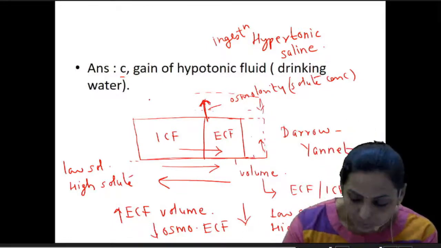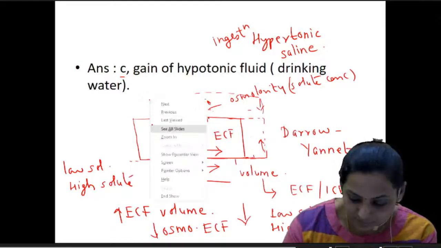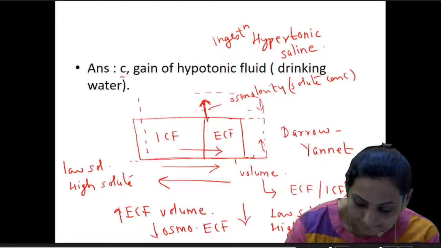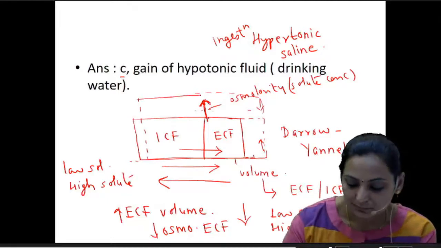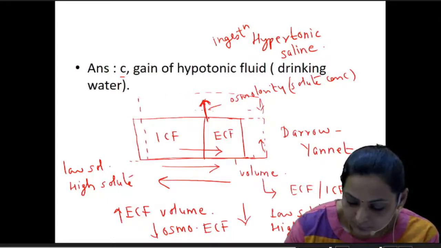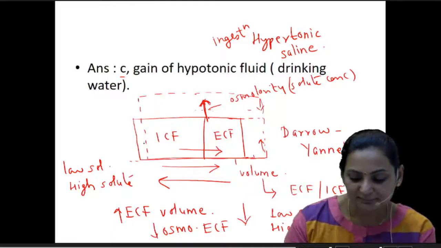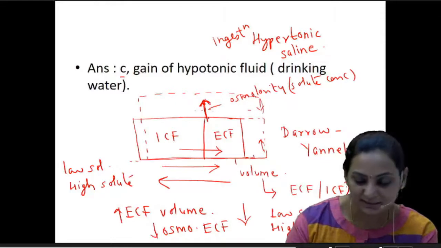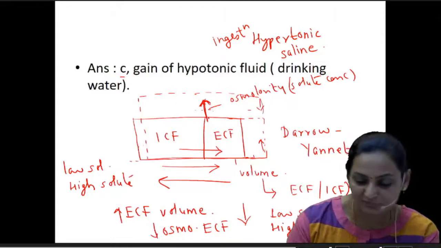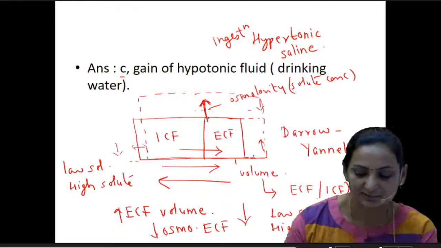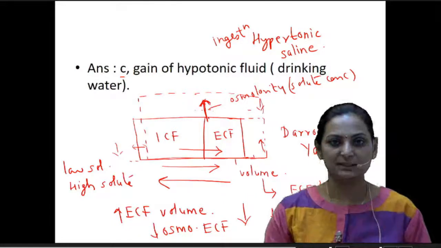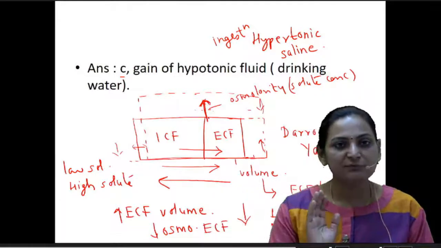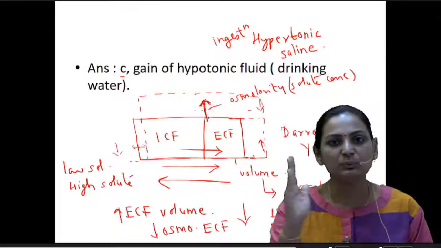So now what you will get is this type of picture: the ECF volume has increased, and ECF and total osmolarity has increased. Here the ICF volume is now decreased. Why decreased? Because the osmolarity of the ECF was more and the fluid shifted from the ICF to the ECF.